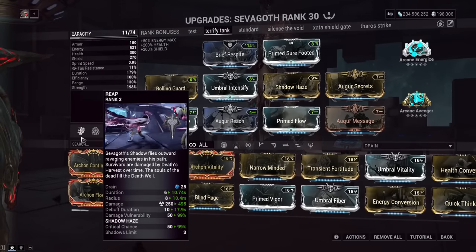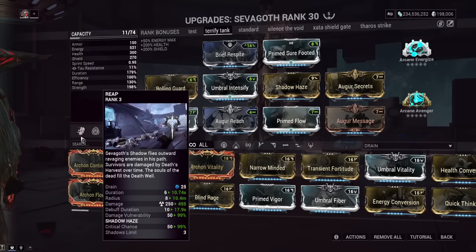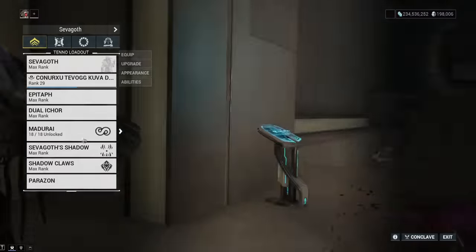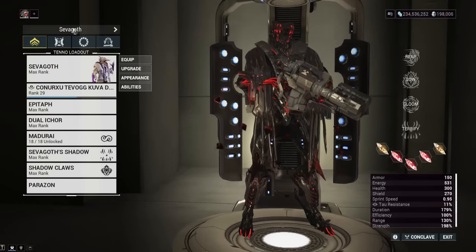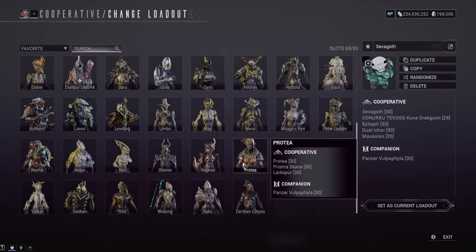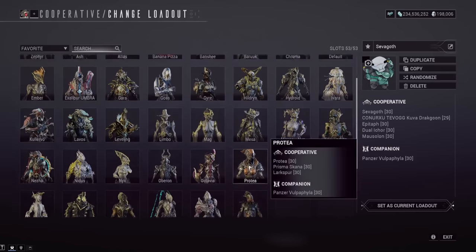Is this build going to work anymore? Is that build going to work anymore? This is going to really shake up the meta as far as shield gating specifically. So it makes things that have massive shield restore even more valuable. Like I said earlier, Protea, really good. Shield grenades give you tons of shields, give you longer shield gate too.